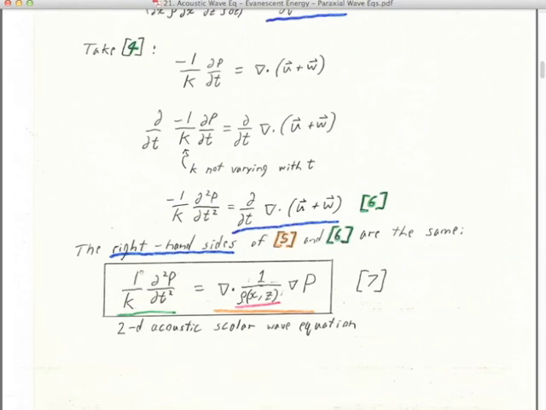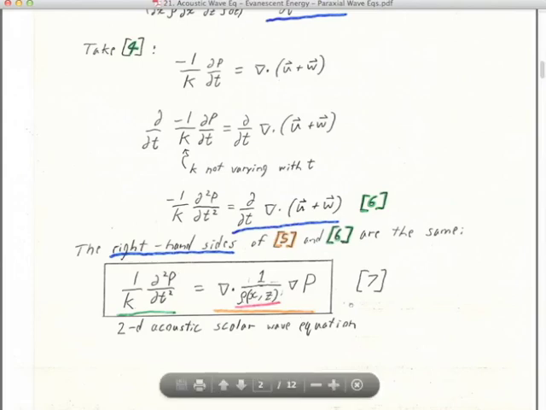And what we end up with is a 2D acoustic scalar wave equation. Here I've got it as 1 over k d squared p dt squared is equal to del dot 1 over rho, varying in x and z, del P. We'd like to take this rho out of here, like we took the k out of the time derivatives, but rho varies in space, so we can't just take it out. It has to stay where it is.